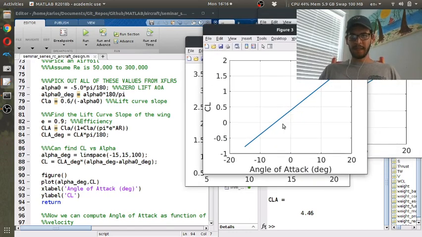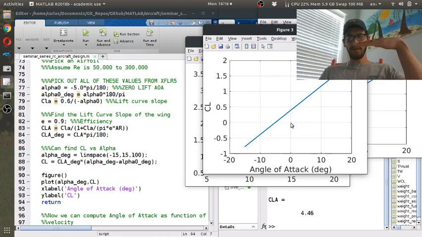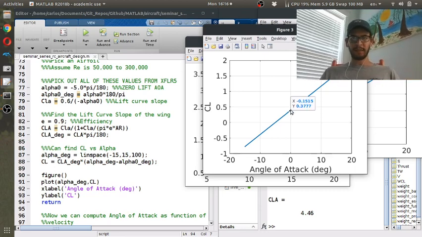So at an angle of attack of -5, I thought it was -6, -5, I'm sorry, we have a lift coefficient of 0, which makes sense, right? So if our angle of attack is 0, so if our aircraft is just flying steady and level, our wing is cambered, and so we're going to get a lift coefficient of 0.37. Okay, that sounds good.